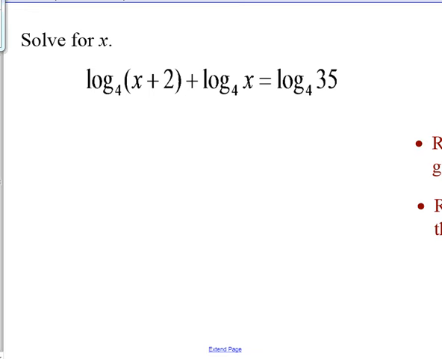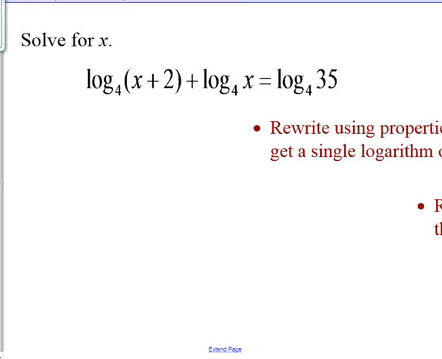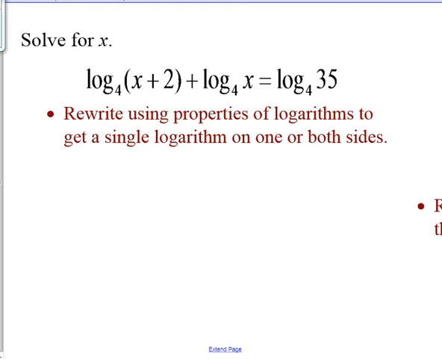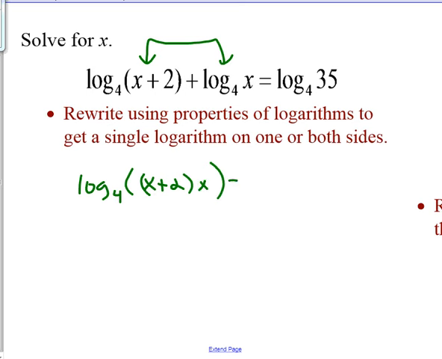So now I have logs on both sides. I'm still going to do my same first step as before. I'm going to rewrite using properties of logs to get a single log on one or both sides, which means combining these two logs into one log. And I'm going to get log base 4 of x plus 2 times x. And that equals log base 4 of 35.